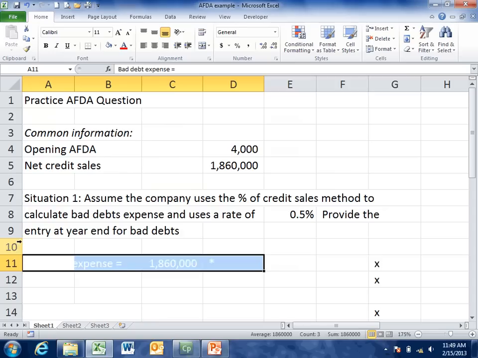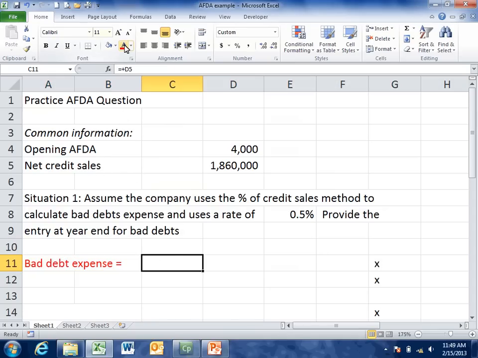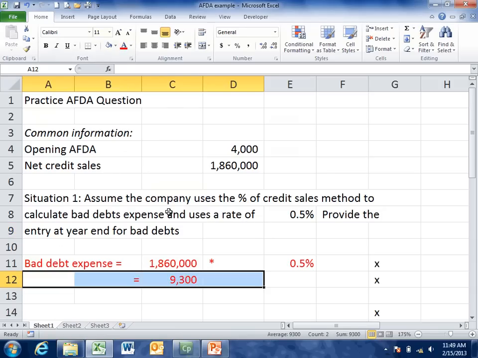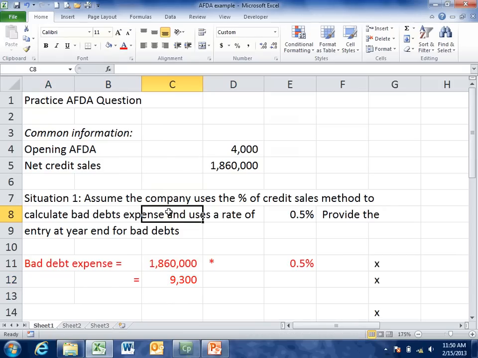So all I do is I take my bad debts expense as a function of my credit sales times the portion that the question said was uncollectible. They said bad debt expense was 0.5% of 1.86 million. Now, if you use a calculator, don't forget 0.5% is 0.005, not 0.05. Okay, so 1.86 million times 0.5% means that the number we come up with is $9,300.